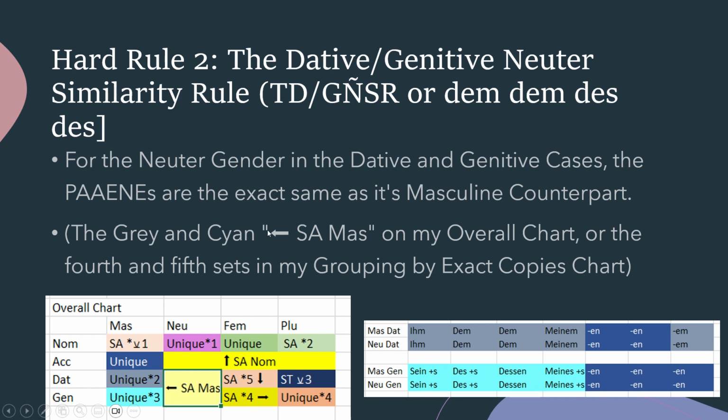So the gray and cyan SA mass on my overall chart, or the fourth and fifth set in my grouping by exact copies chart. So unique star 1, unique star 3 right here, SA mass.